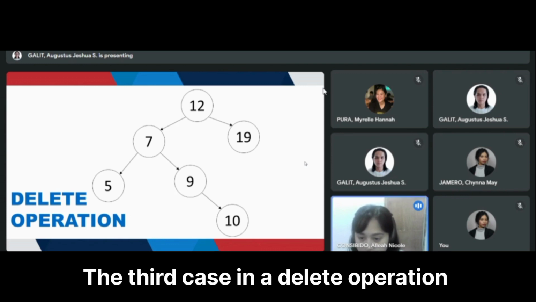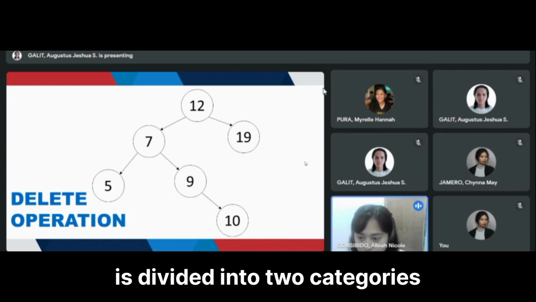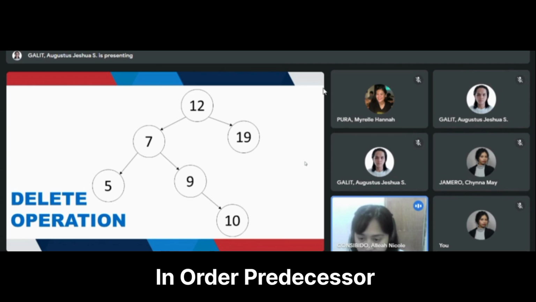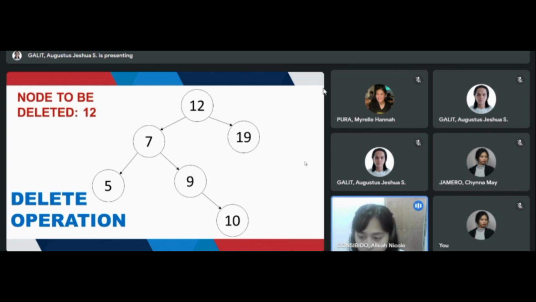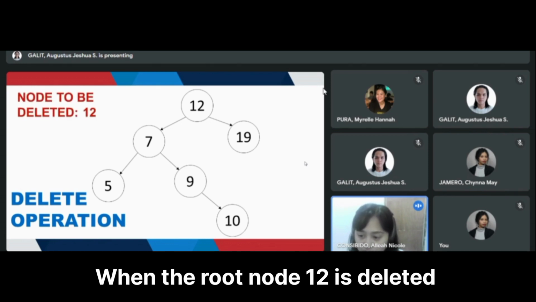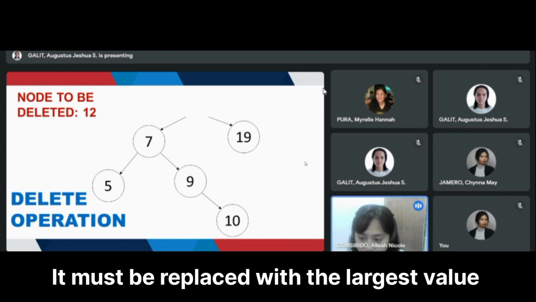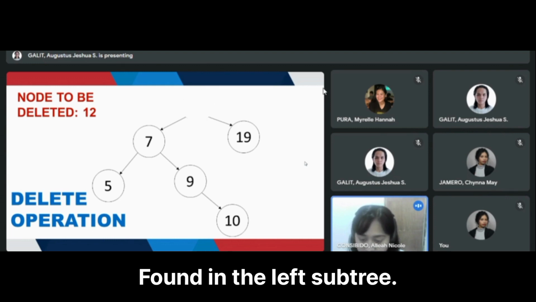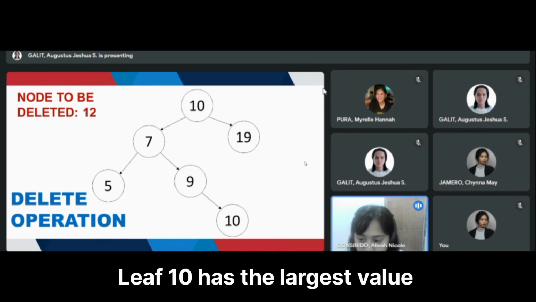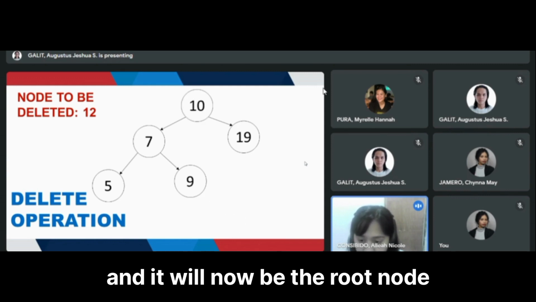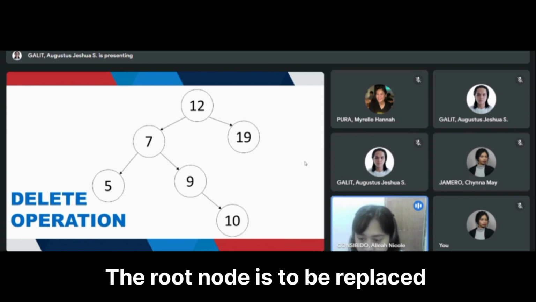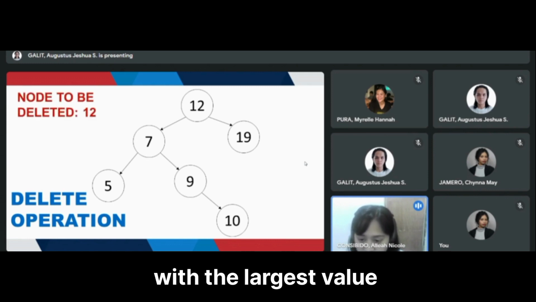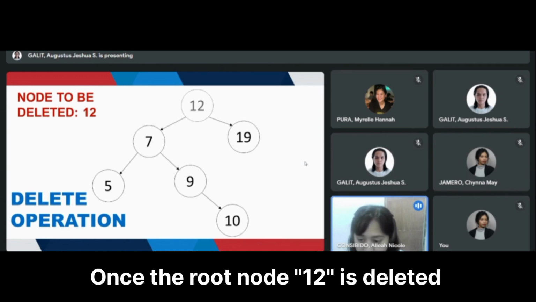The third case in a delete operation is divided into two categories, which are the in-order predecessor and the in-order successor. Starting with the in-order predecessor, when the root node 12 is deleted, it must be replaced with the largest value found in the left subtree. In this case, leaf 10 has the largest value and it will now be the root node once 12 is deleted. In the case of in-order successor, the root node is to be replaced with the smallest value found in the right subtree. Therefore, once the root node 12 is deleted, it will be replaced by leaf 19.